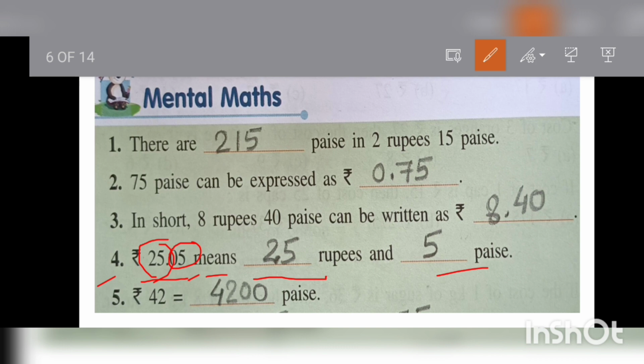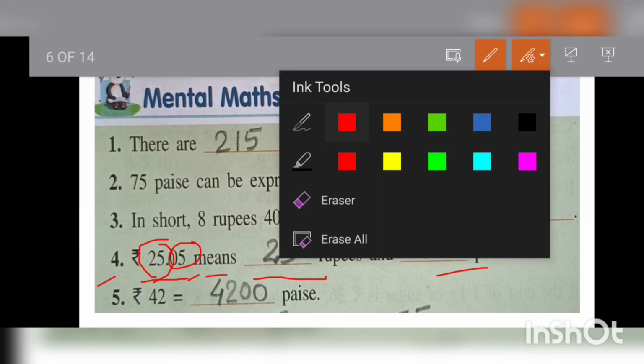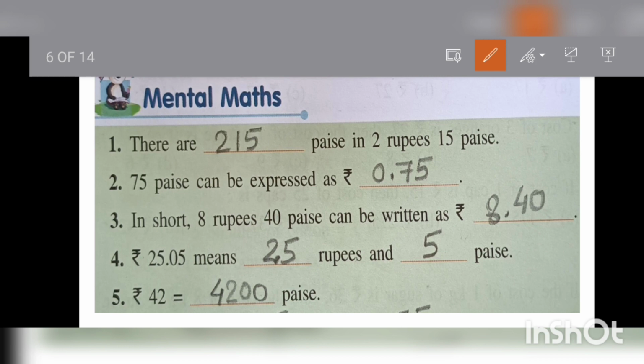Because we already learned that the numerals to the right of the dot show paise and the numerals to the left of the dot show rupees. Here, to the right of the dot the numeral is 05, that's why it is 5 paise. Here, to the left of the dot the numeral is 25, that's why 25 represents rupees.